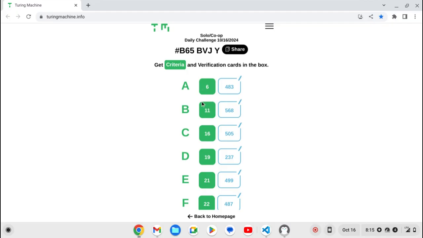Criteria card 6, 11, 16, 19, 21, and 22. And the puzzle uses the blue verification cards. The code above is your way to get more information on today's puzzle by searching the code on turingmachine.info. Let's go solve.